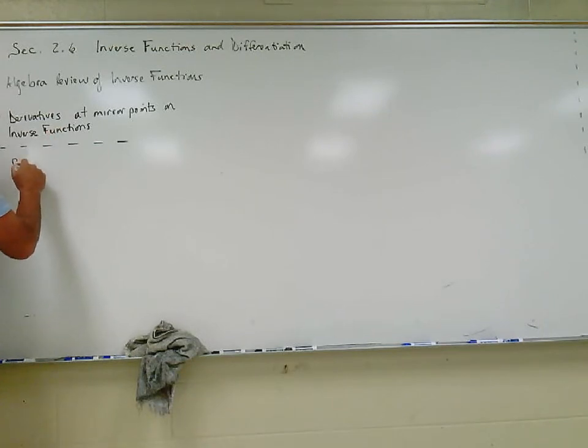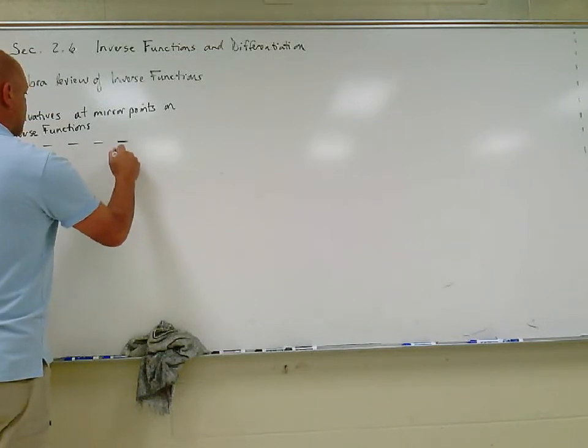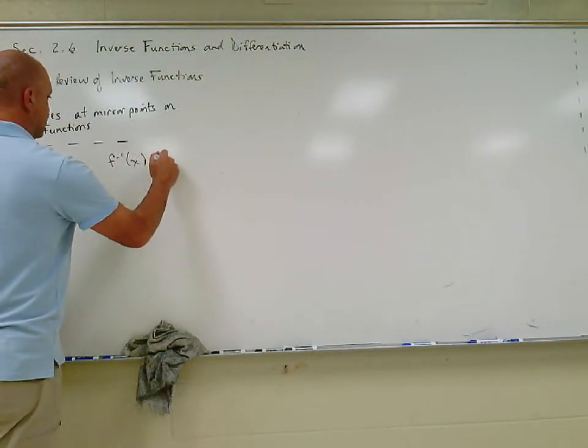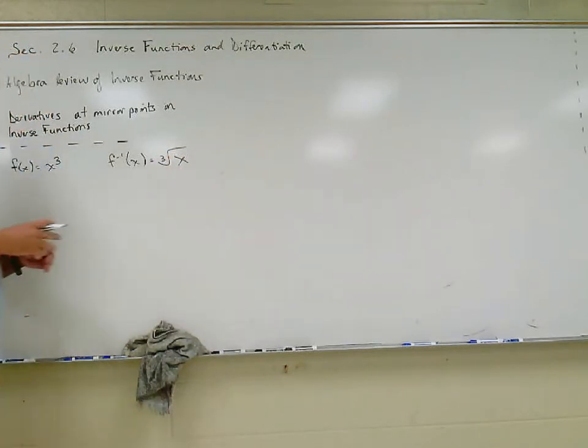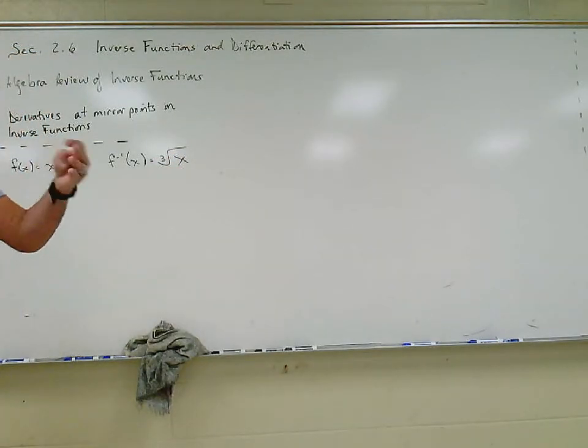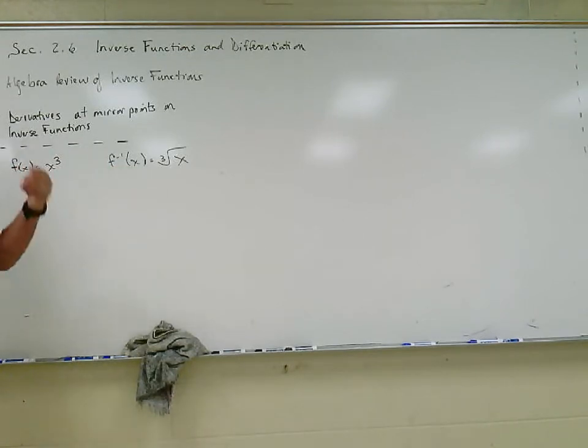If we do f of x is x cubed, its inverse, which is written f inverse of x, is cube root of x. So I'm going to remind you on the three ways that we know that they're inverses. One is how to show it graphically. The other one is how to prove that they're inverses. And the other one is how to find one. So those three things I want to go over.